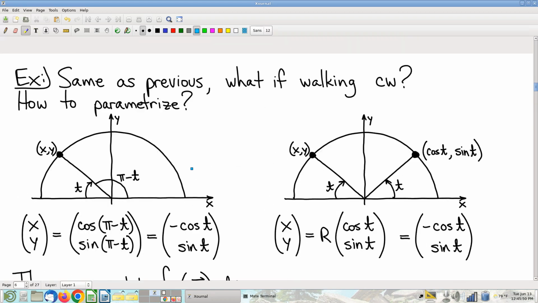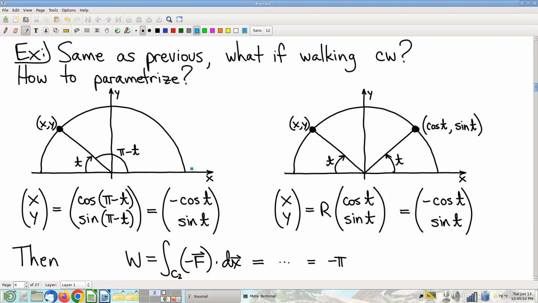Okay, now let's do another example here. This is the same example as the previous, with the only difference being that now we're going to be walking clockwise instead of counterclockwise. And I'm going to show you 3 different ways to answer this question, actually. 2 of which involve correctly parametrizing the curve the way it says here, namely clockwise, and then the third one is a tricky idea that I'll get to in a moment.